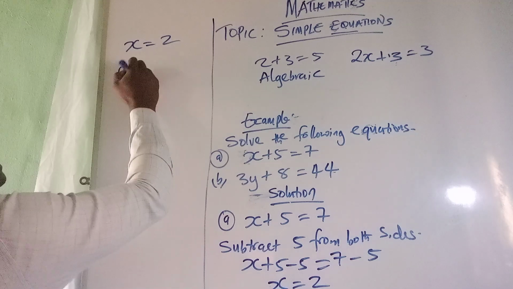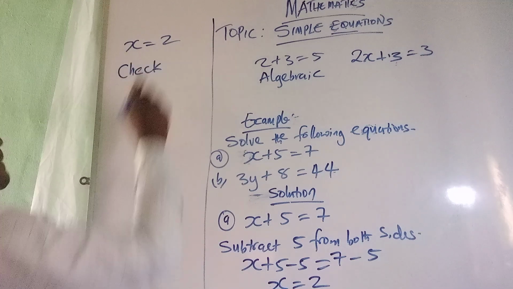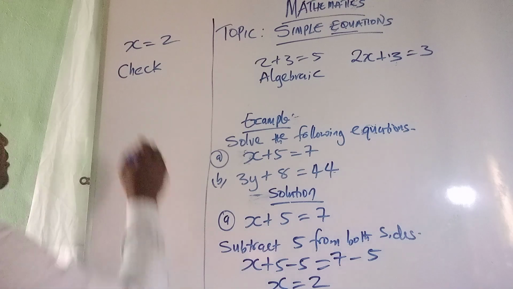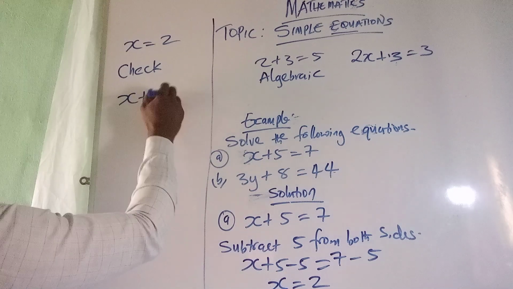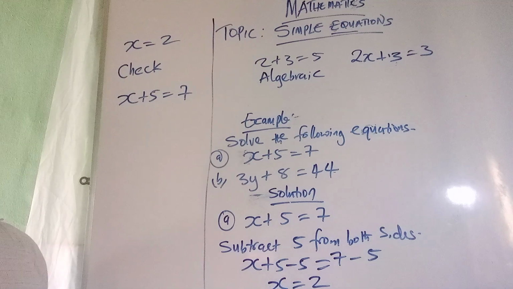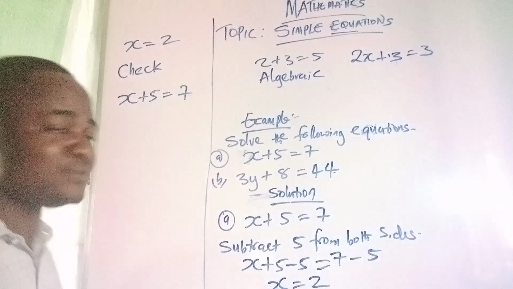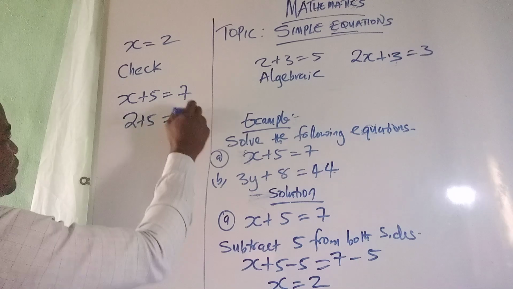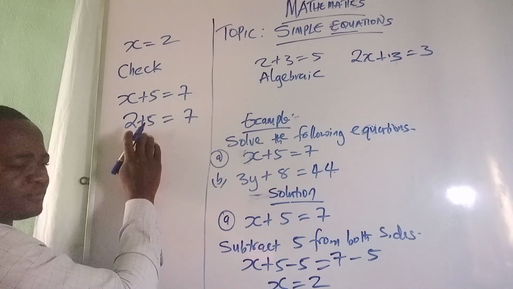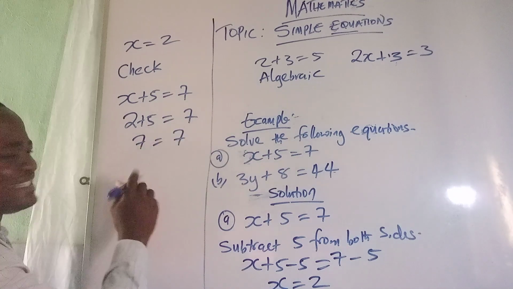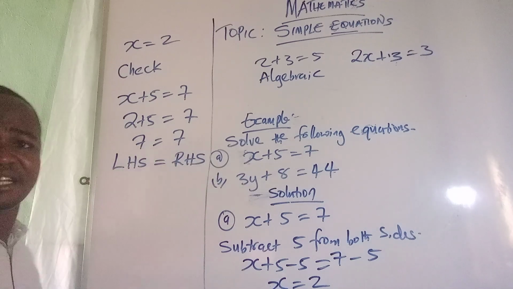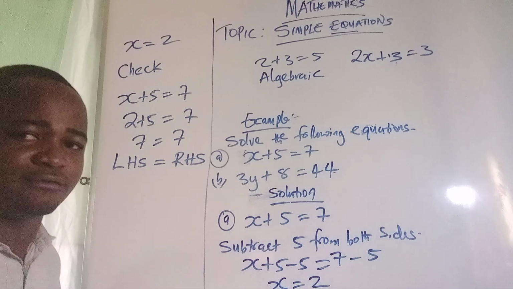Now I can check whether I am actually correct. How will I do that? Write the question again, which is x plus 5 equals 7. Anywhere I see x, I substitute the value of x with 2. So since x is equal to 2, you have 2 plus 5 equals 7. What's 2 plus 5? 7 is equal to 7. So you can see the left hand side is equal to the right hand side. Hence, the equation is well solved.